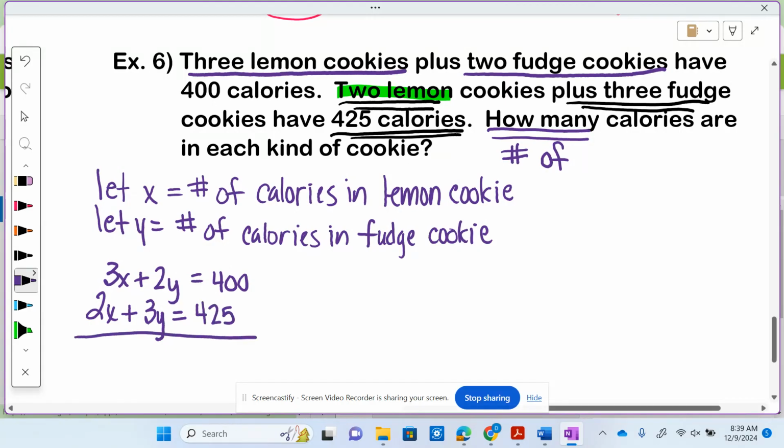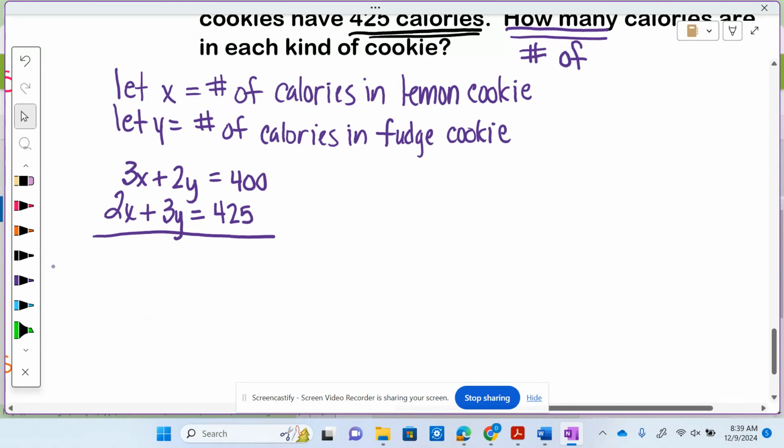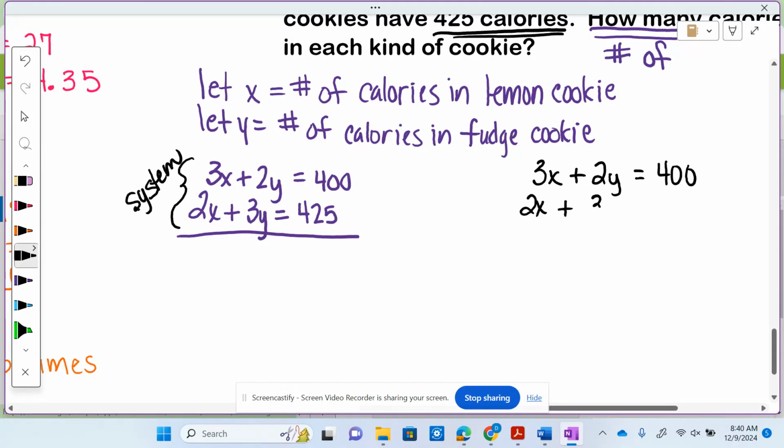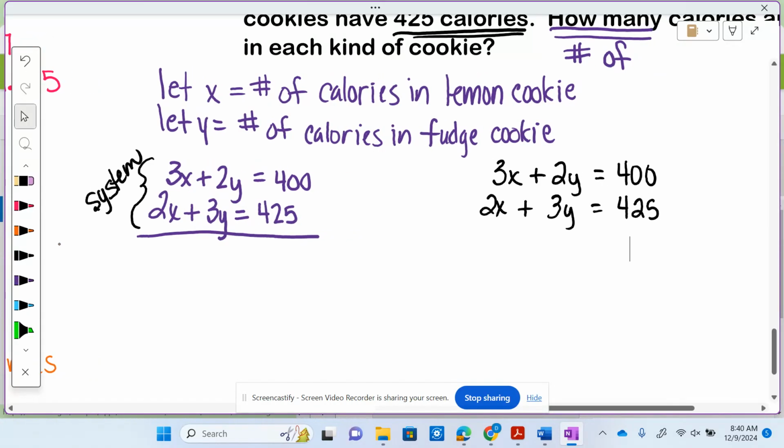Okay. What do you want to do? What method do you want to use? Do you want to use elimination? Elimination. I'm going to label this as our system. Everybody's good with elimination? Okay, so I'm going to rewrite our equations. 3x plus 2y equals 400. 2x plus 3y equals 425. How do we want to manipulate those equations so we can cancel something out?